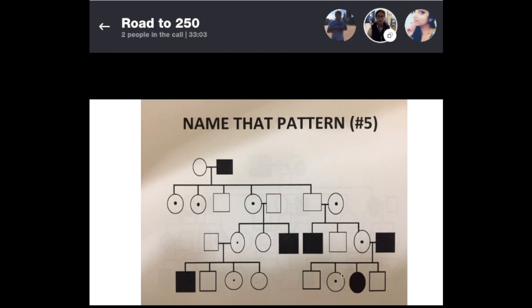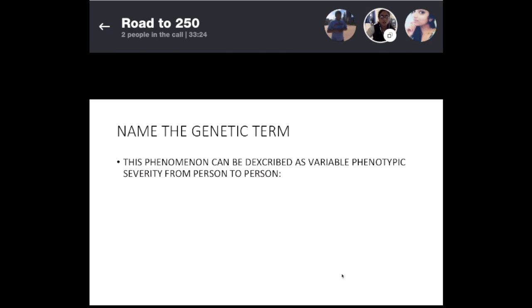Are the dots in the female supposed to matter? The dots are carriers, so I would say go with who's affected or is manifesting the disease itself. So, X-linked recessive? Exactly.